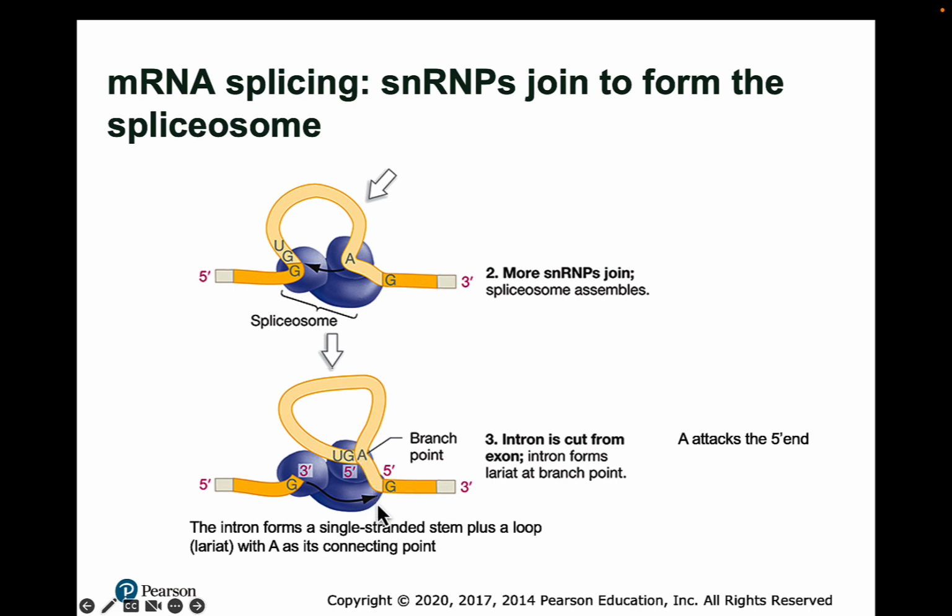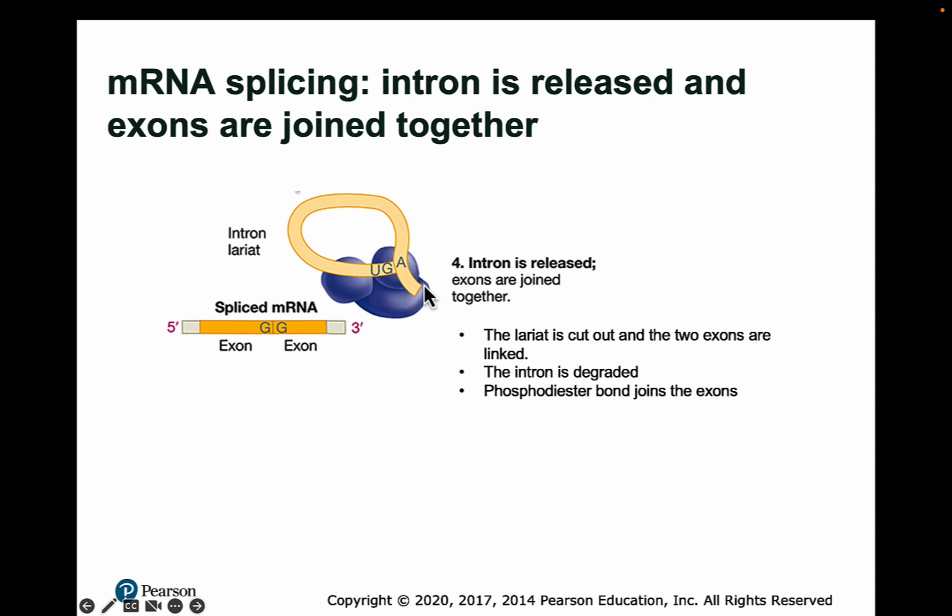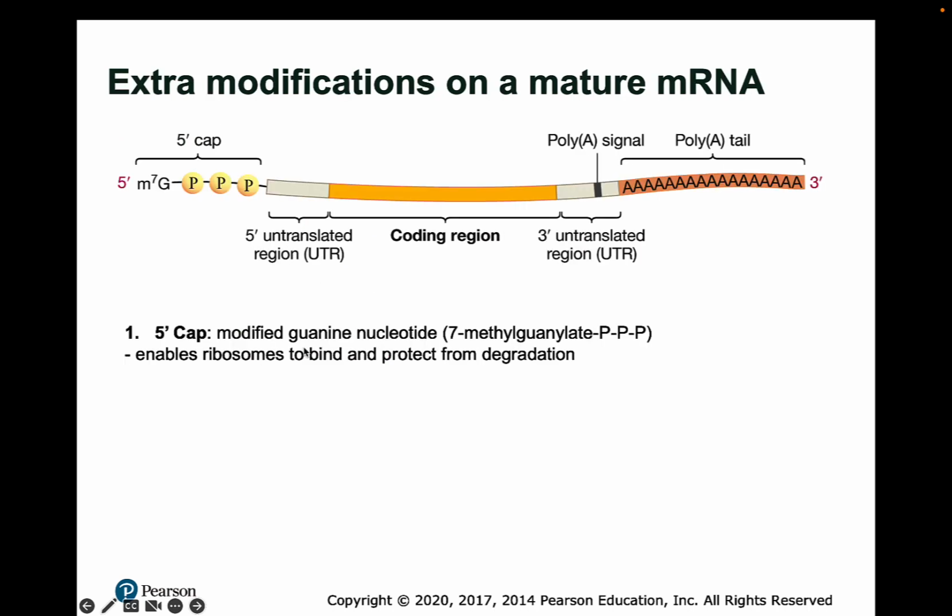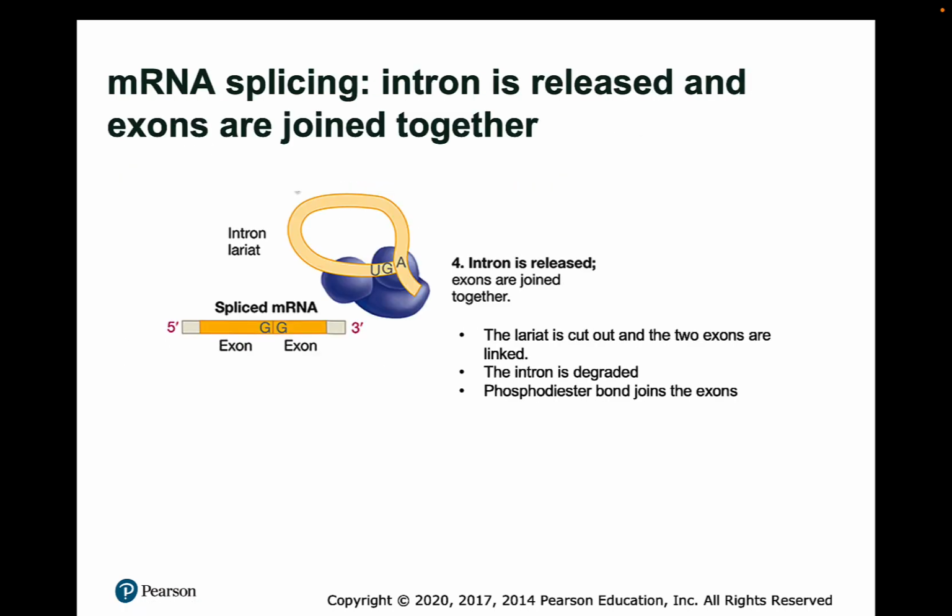So the final part: we have this lariat formed, and the final intron-exon bond breaks. The intron is released and the exons are linked together. The lariat is cut out, and this intron ends up getting degraded while a phosphodiester bond joins those exons. So it's just one continuous piece of mRNA. So that's how splicing works, and we're going to talk a little bit more about this in the next video.